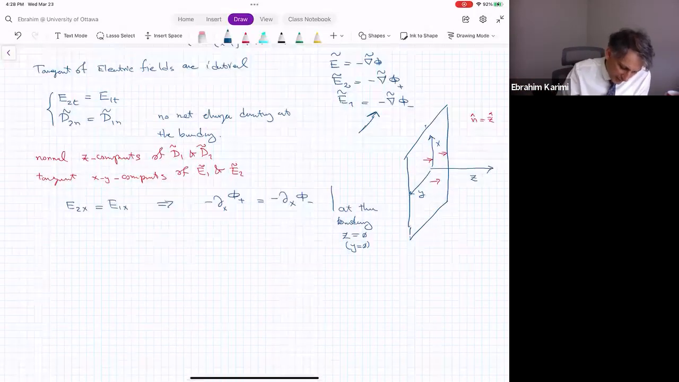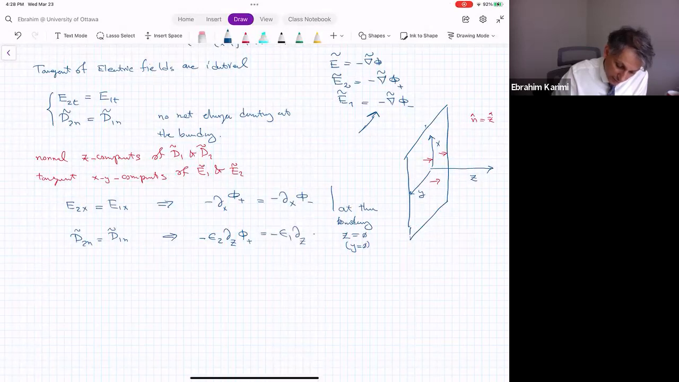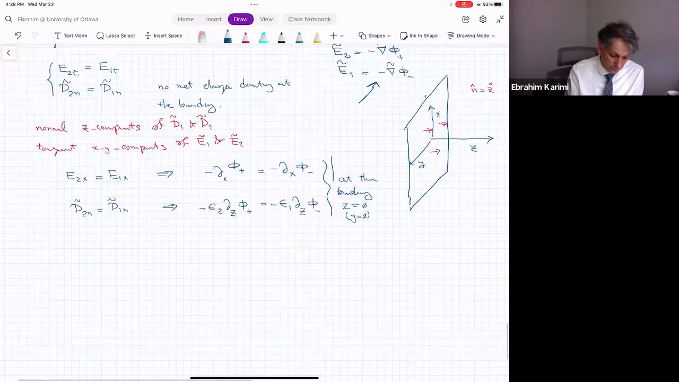The second one is D2n equal to D1n. What does it mean? D is given by epsilon. So epsilon 2 with a negative sign, derivative with respect to z of phi plus, must be equal to minus epsilon 1 derivative with respect to z of phi minus. We're exactly at the same place. Good.